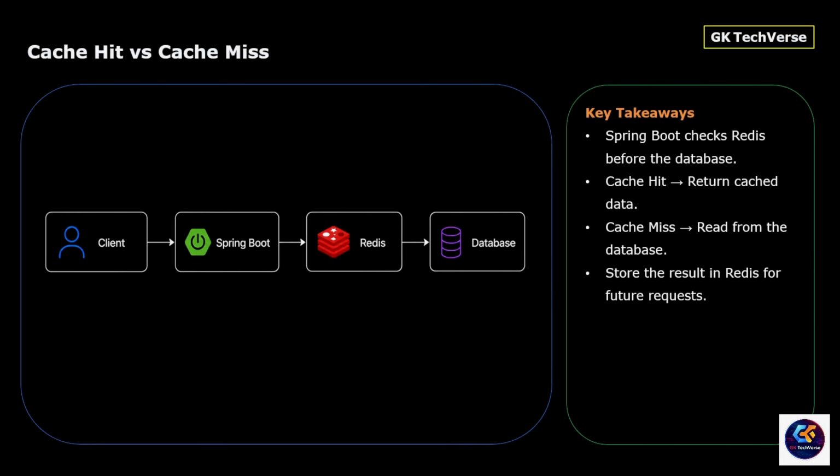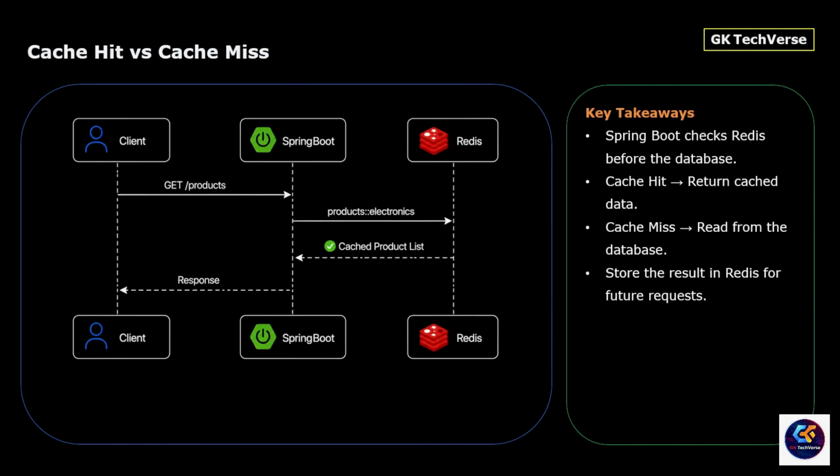From here, two scenarios are possible. The first scenario is called a cache hit. A cache hit means Redis already contains the requested data. Redis immediately returns the cached value. The application skips the database completely and sends the response back to the client.